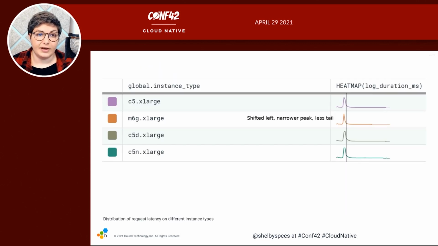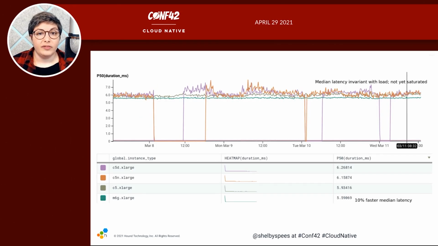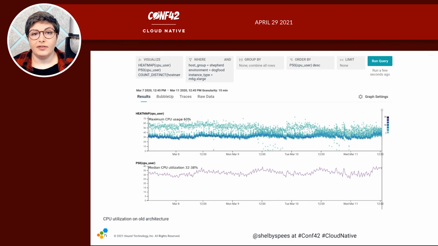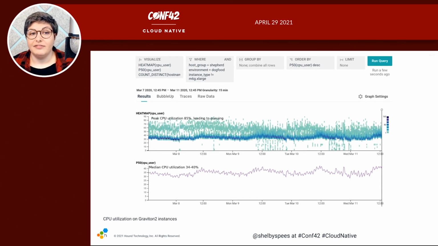And here's what we found. Our Graviton instances, here in the second row, saw lower latency overall, as well as less tail latency. The median latency was more stable across different workloads, and about 10% faster than the old architecture. On the old architecture, CPU utilization would max out around 60%. On Graviton, we would get closer to 85%, so we got better utilization per CPU unit.